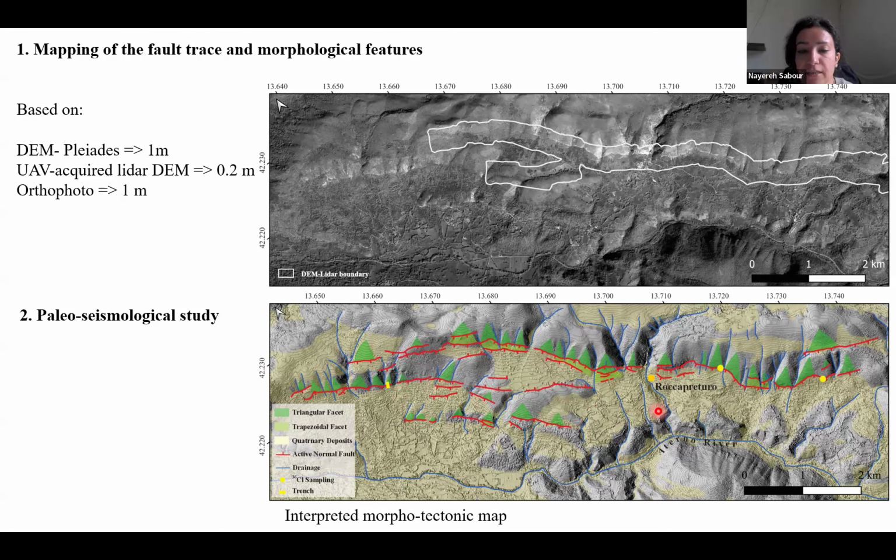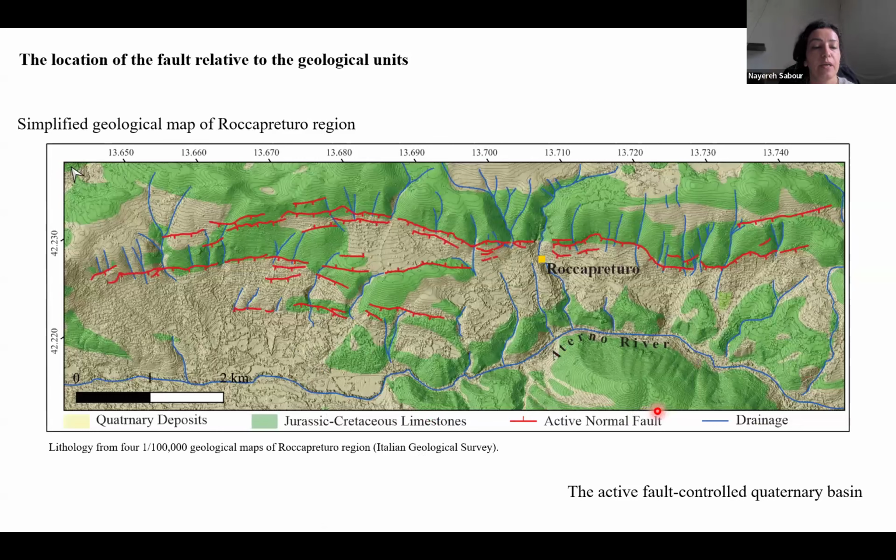But to be sure that other parameters didn't affect this distribution of the fault trace, at first we prepared a simplified geological map of the Rocabreturo region based on the 1:100,000 geological map that covered our study area. As you can see, the fault is located at the contact of Jurassic-Cretaceous limestone and Quaternary deposits.